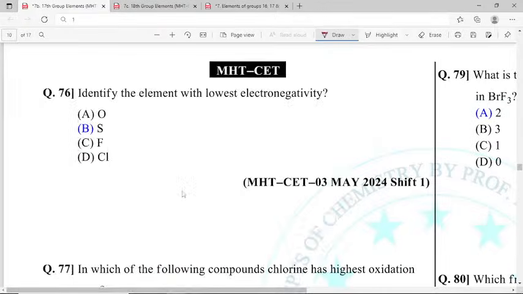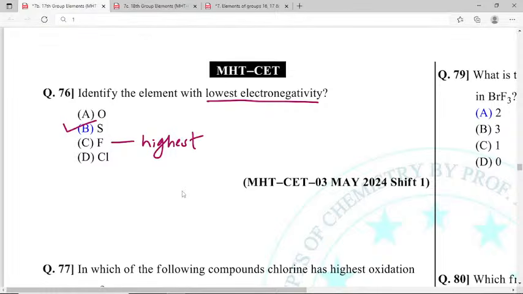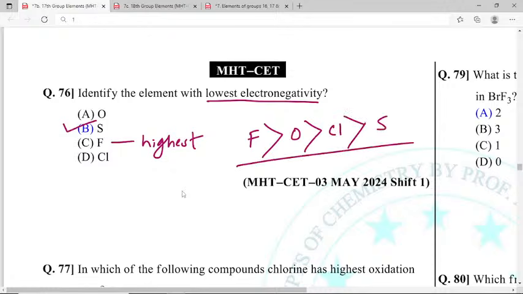Identify the element with the lowest electronegativity: sulfur, and this is the highest electronegativity. So fluorine is the highest. After fluorine comes oxygen, then chlorine, and then sulfur.